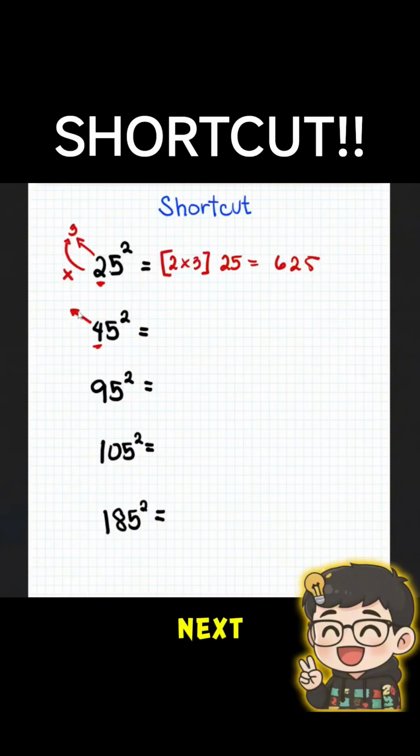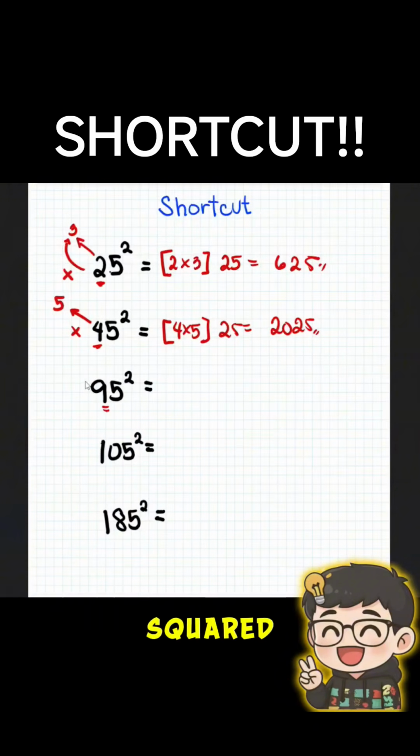Here, 4, so the next number would be 5. We need to multiply those two. So 4 times 5, and then our last number would be 25. So it would become 25.